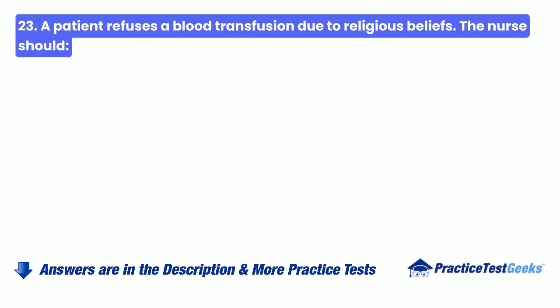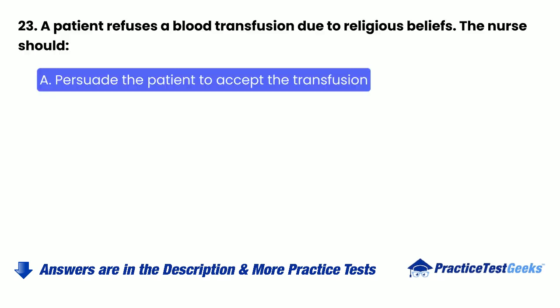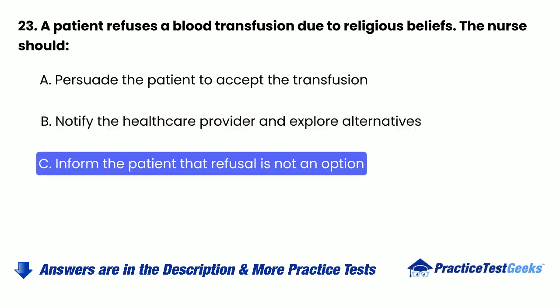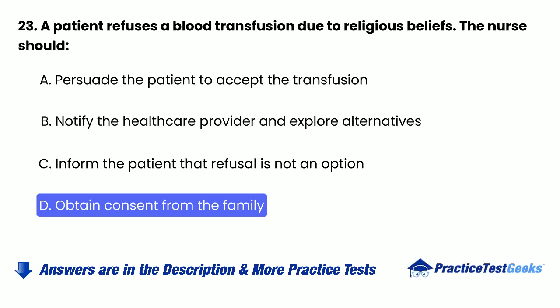23. A patient refuses a blood transfusion due to religious beliefs. The nurse should: A. Persuade the patient to accept the transfusion. B. Notify the healthcare provider and explore alternatives. C. Inform the patient that refusal is not an option. D. Obtain consent from the family.